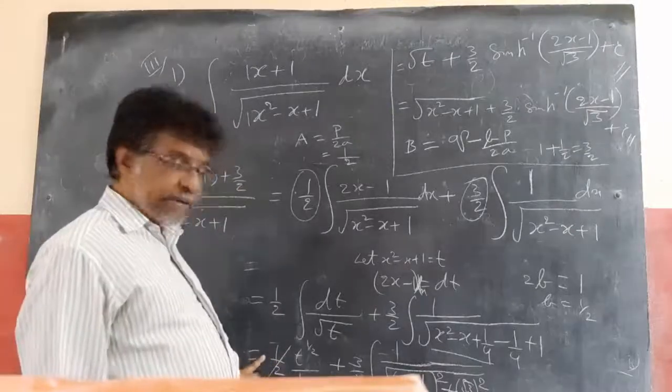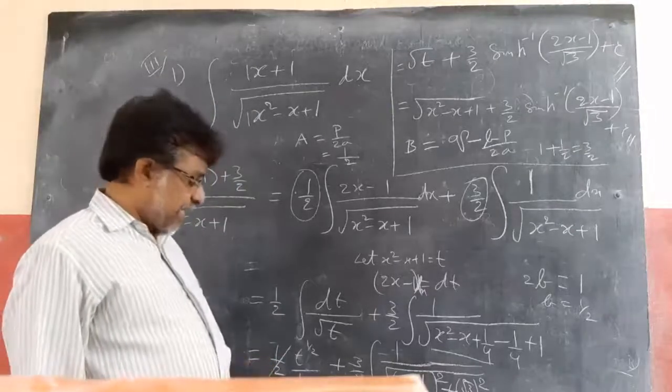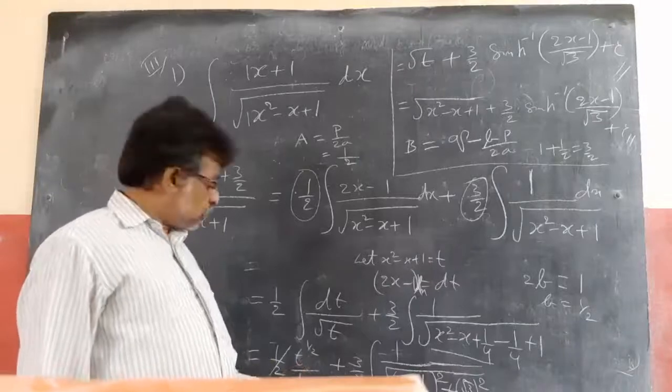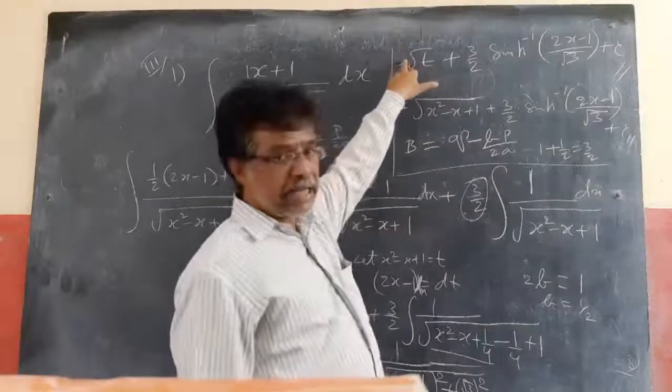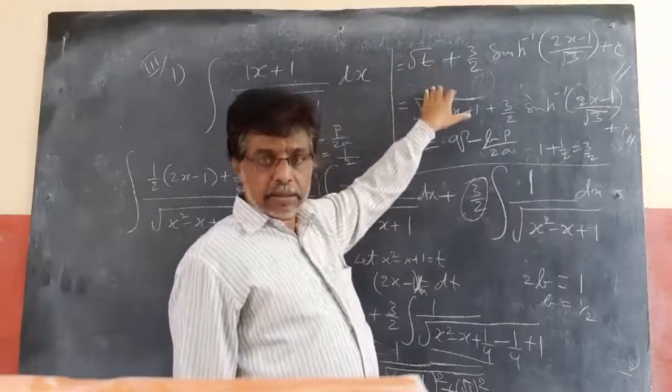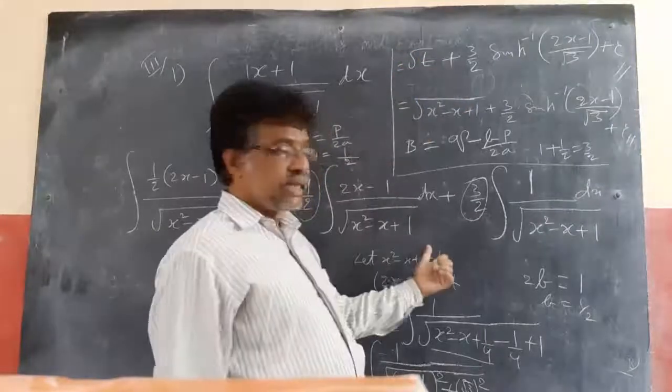Sometimes here it can be 3 by 2, so then they won't cancel. This 1 by 2 will be there. So 2 times of this value, whatever the a value is, the final answer is 2 times the a value into root t. Root t means root of this denominator.